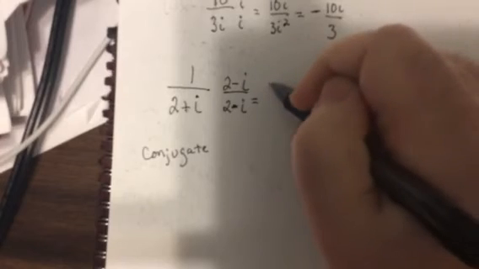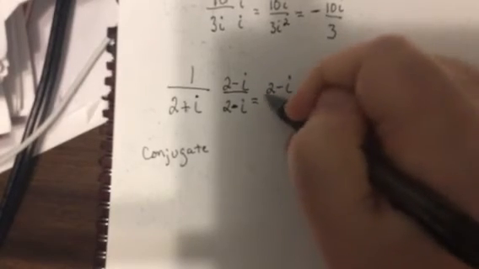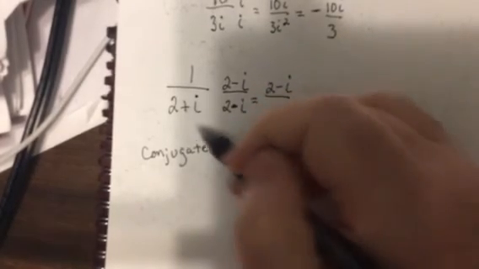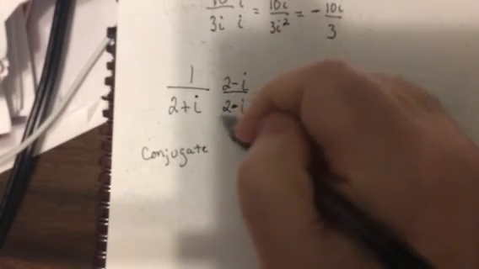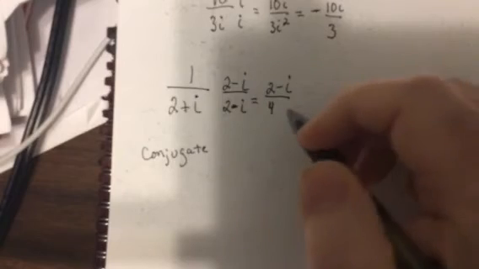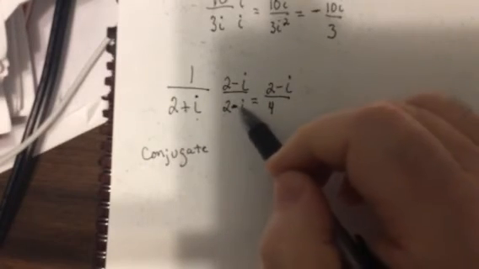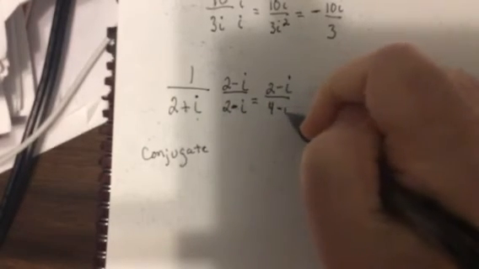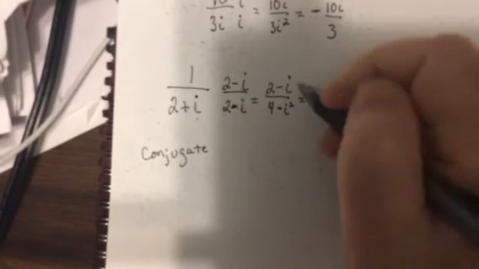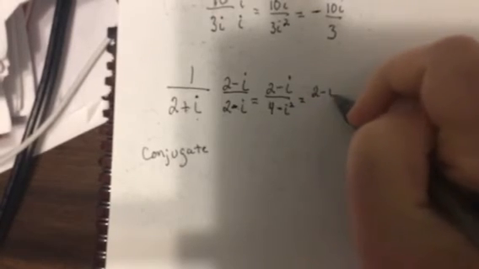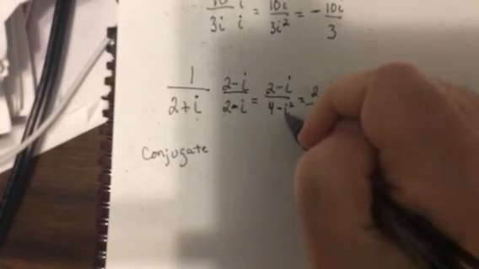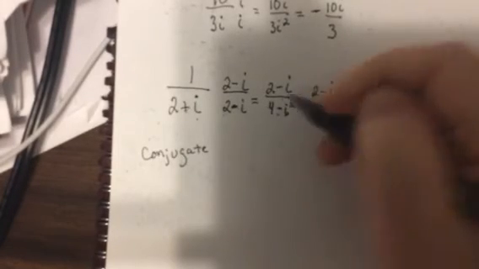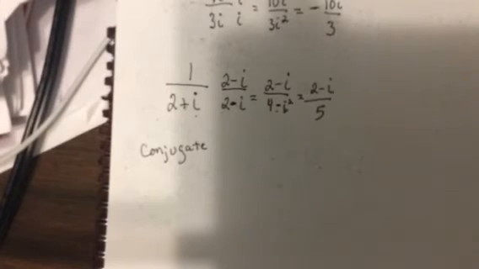So here you go. Distribute this. 2 minus I over, FOIL this out. You get 2 times 2 is 4. 2I minus 2I, it drops out. I times minus I is minus I squared. So it'd be 2 minus I over 5, because I squared is negative 1. Minus a minus is plus. 4 plus 1 is 5.